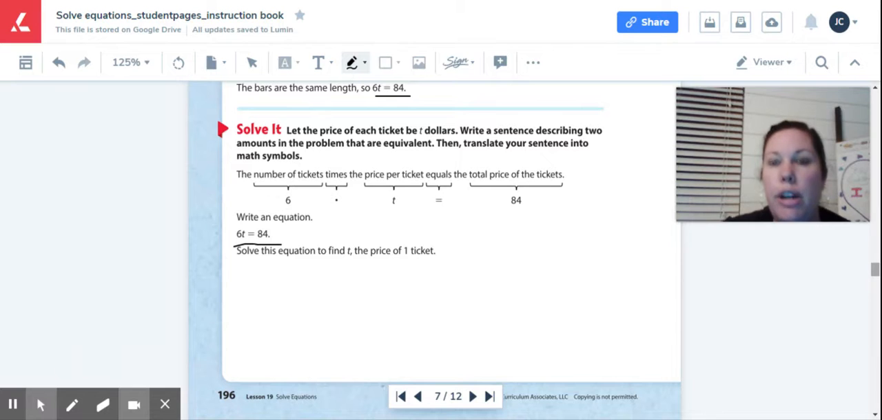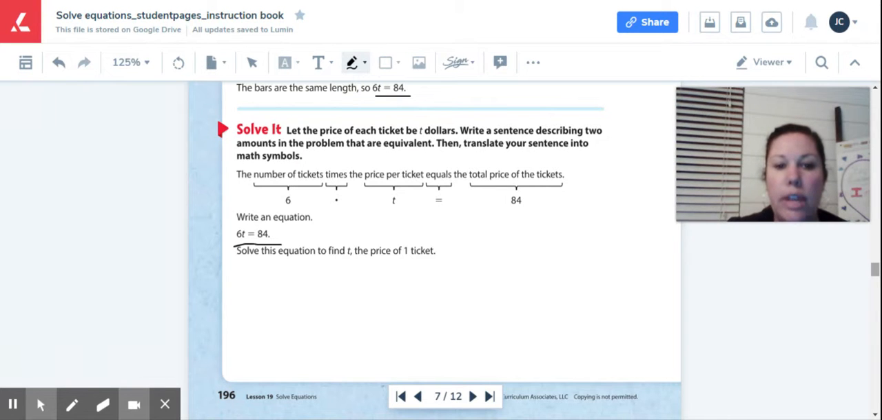And what we're trying to do now is we're trying to solve for t. If we don't know what t is, is there a way for us to find it out? And just like in our previous days, we need to isolate t, that means get it by itself, in order to figure out how much one ticket would cost. Now, of course, we could do mental math. So 6 times a number equals 84. So if you know that, you're great. But I also want to show you the algebraic way to solve this problem.